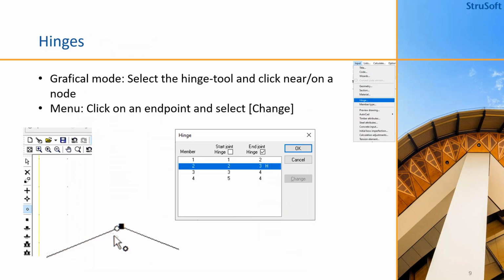There are hinges that we can enter once we have at least 2 elements. And they can be either input graphical by right-clicking or by clicking on the element or on the node. Then it behaves a little bit different. If you click on the element or near a node, then that beam end will be transformed into a hinge. But if you click on the node itself, both sides will be hinged.